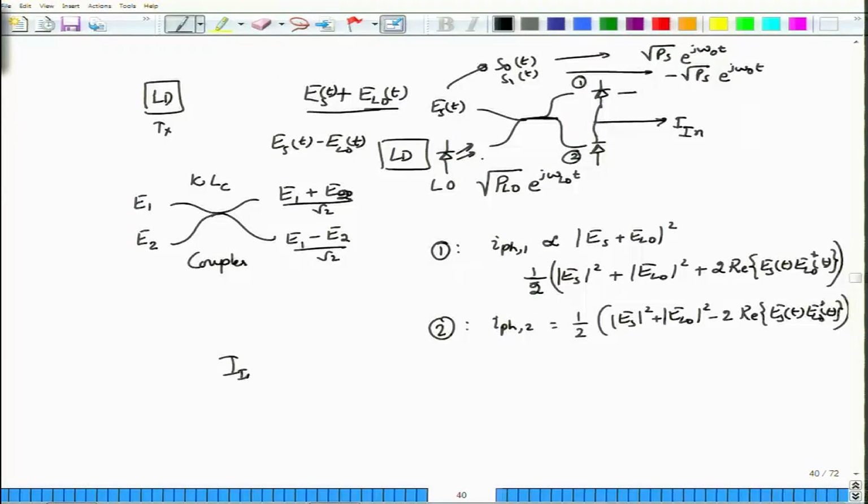I in is equal to IPH1 minus IPH2. Now when you take the difference between these two, the constant terms, or at least the magnitude terms which are common to both photocurrents, will cancel with each other. And then you have 2 minus of minus 2 will become 4, but there is a half here, therefore that becomes 2 again. So what you get is 2 times real part of Es of t ELO conjugate of t.